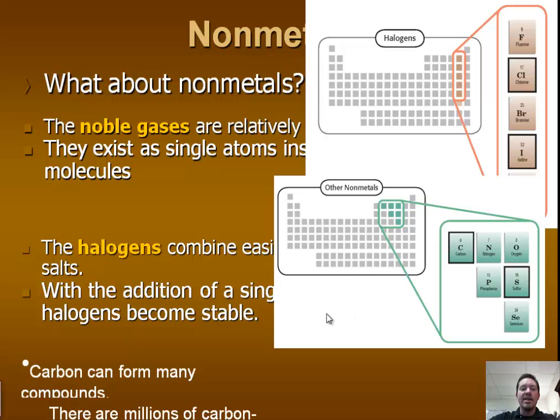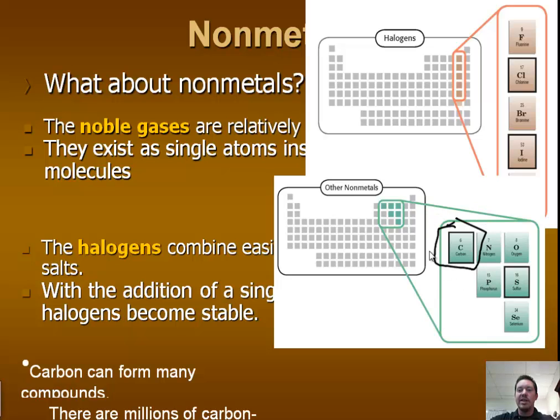And then finally, carbon can form many compounds. And there's millions of carbon-containing compounds. There's a whole branch of chemistry that's just devoted to carbon-containing compounds. It's referred to as organic chemistry. It gets pretty complex, but it's very essential. This is the chemistry of life. It's a very important element.